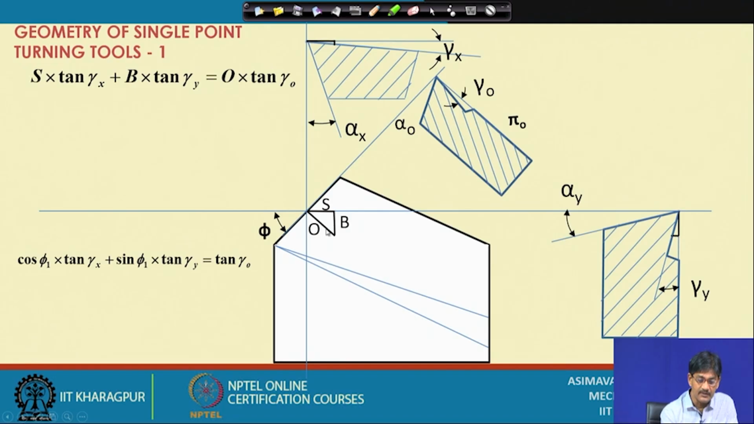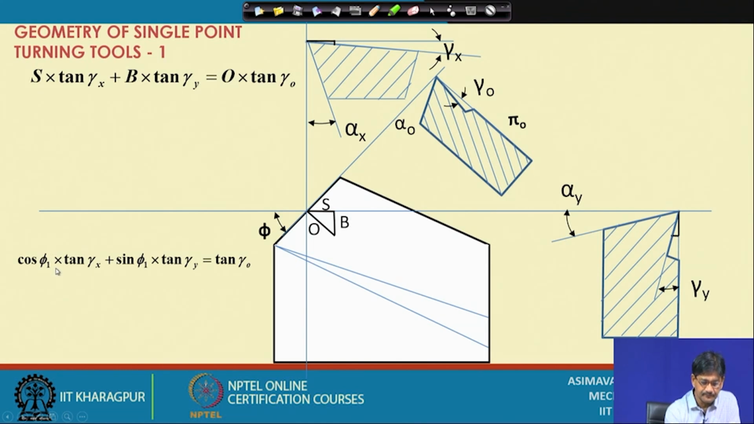phi, and immediately if we divide this whole equation by O, we have S by O here. What is S by O? If we take this angle, S by O is nothing but sin phi. So, instead of this one we write sin phi. By the way, I am sorry, I have expressed this in terms of phi 1. Please understand that phi 1 is equal to 90 minus phi.